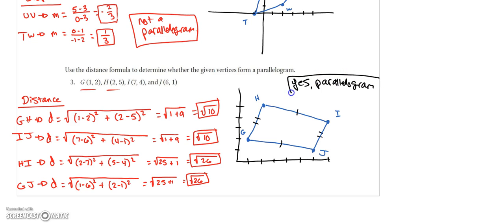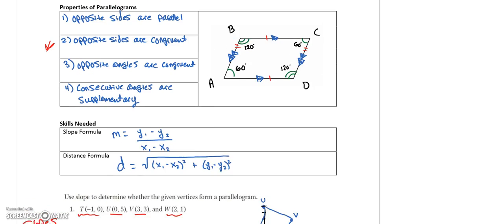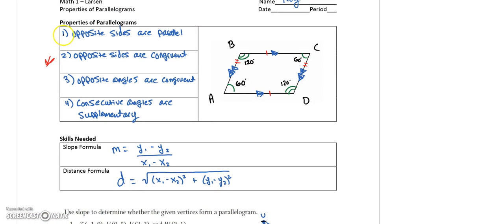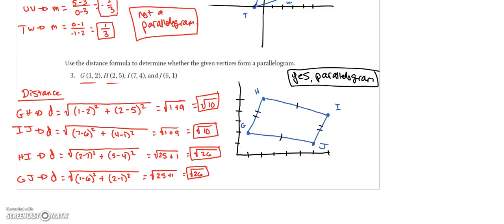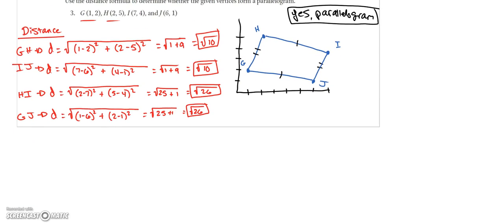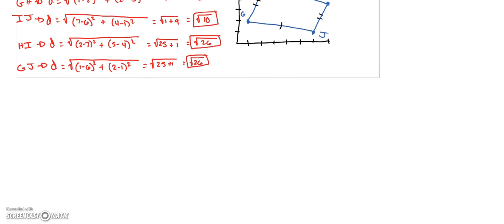Okay, so if you can prove that opposite sides are congruent, you know it's a parallelogram, and you know that 1, 3, and 4 are also true. All those characteristics will be true. So you don't have to prove all of them. Okay, you just have to prove the opposite sides are congruent or opposite sides are parallel.